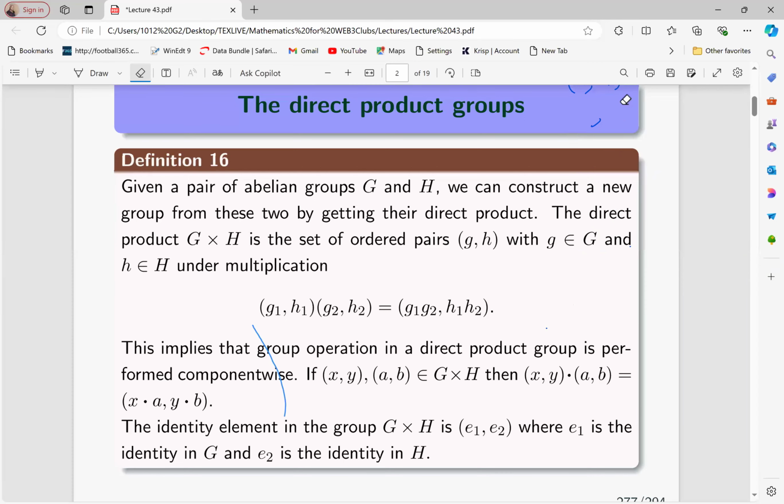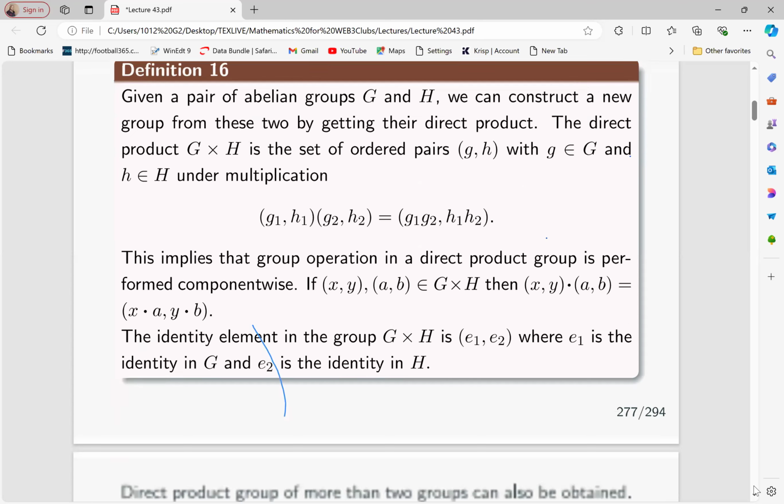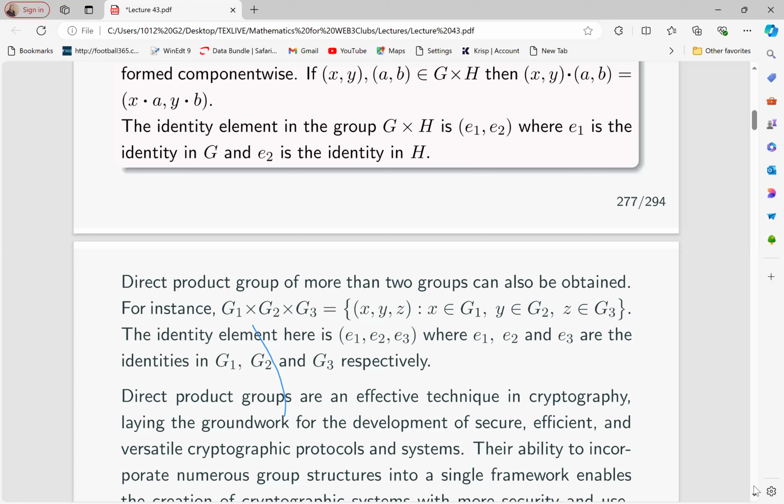Every element has an inverse. And then there's an identity element. I've shown you how to get the identity element. And then associativity is also satisfied. Now, what I want to show you is how to get the elements of the direct product group.